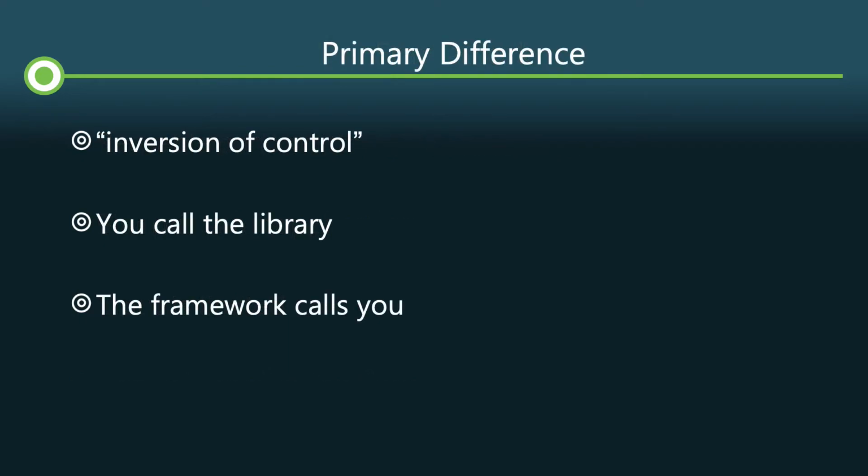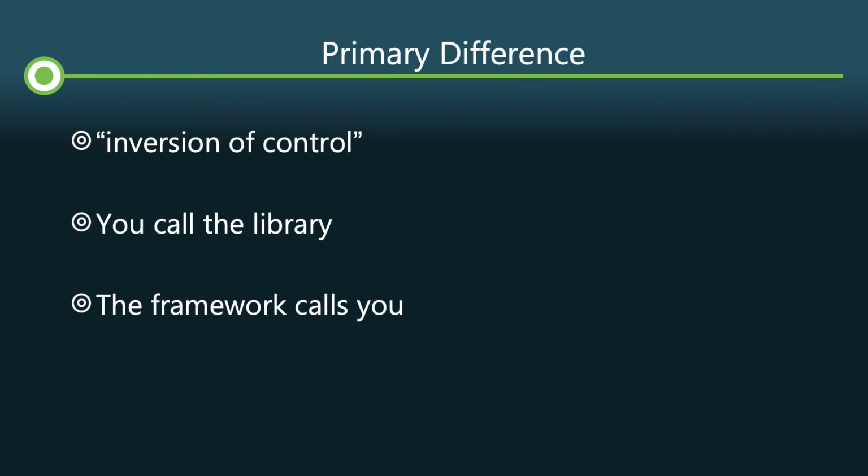So since these two technologies are very similar, they're both reusable code written by someone, and they're often used interchangeably, the real primary difference between these two technologies is this concept of inversion of control. So you call the library, but the framework calls you.